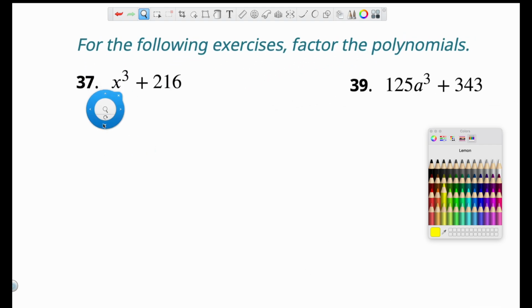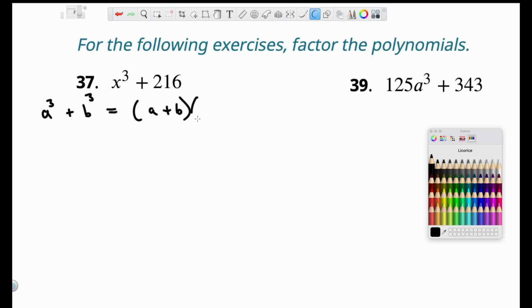We've got some cubes here. Just get back to my notes. Right, so there is an equation that we want to know here. I'm just going to write it right here. I've got a cubed plus b cubed. This is going to expand into this. We have a binomial, a plus b, times a trinomial, a squared minus ab plus b squared.